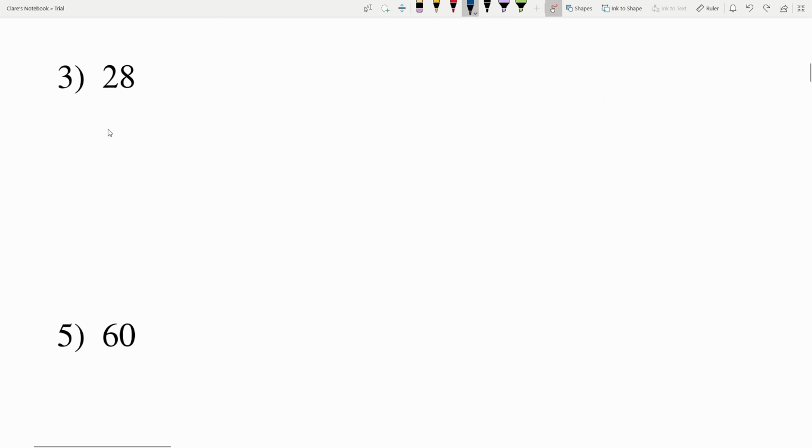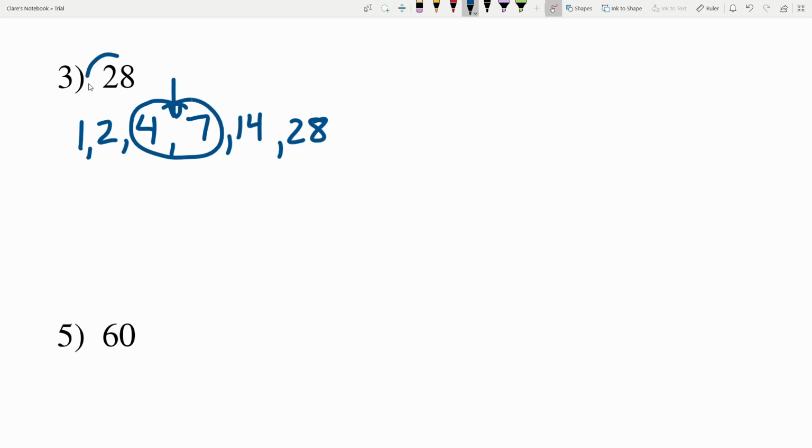In number 3, 1 and 28 are our smallest and greatest factor. And then from there, this is even, so I know that 2 divides into 28, and that'll be 2 times 14. And then I know that 3 doesn't divide into this because 2 plus 8 gives me 10, and 10 is not divisible by 3. Now the next number in question would be 4, and 4 times 7 gives me 28. So now I have to see, is there a number between 4 and 7 that also divides 28? If there's not, I'm done.